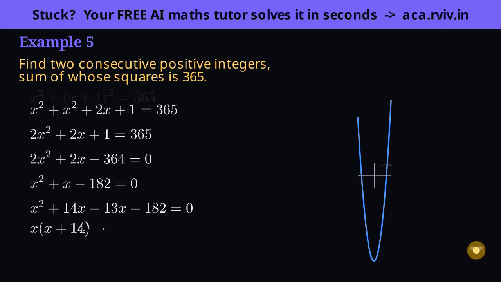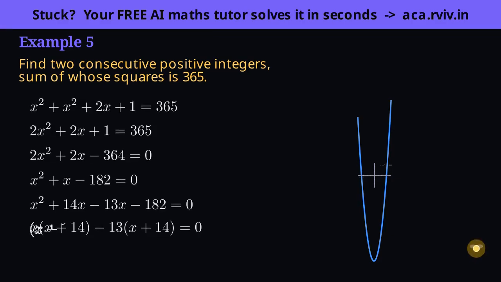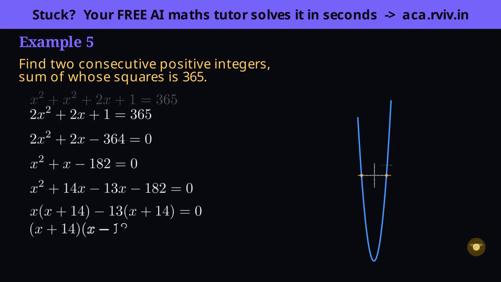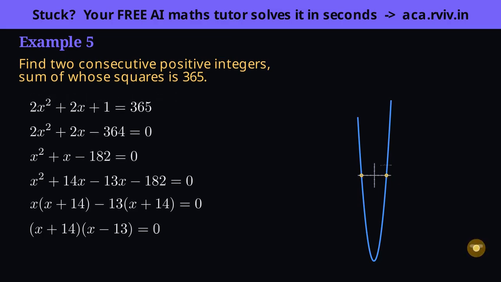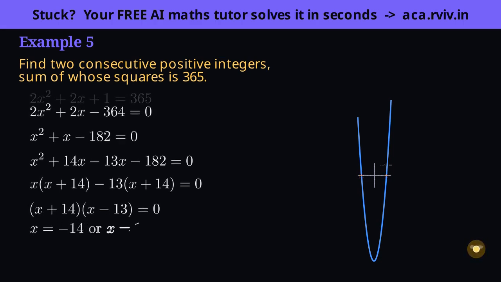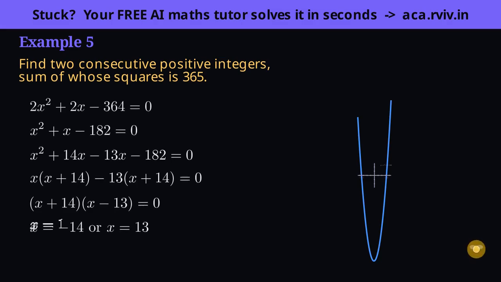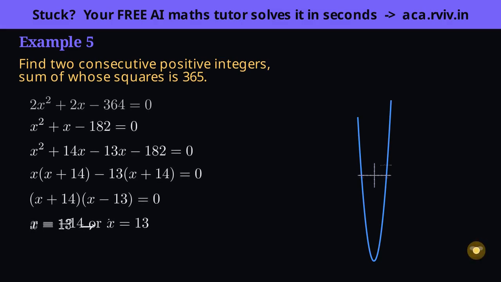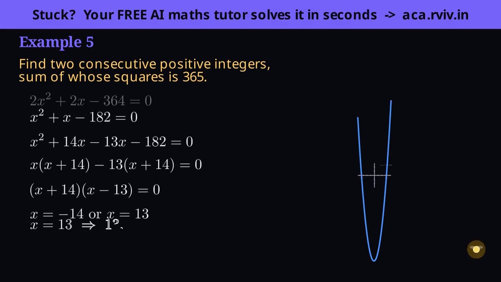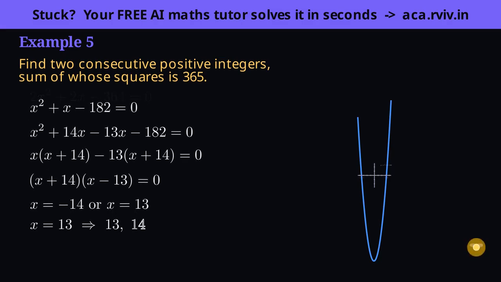Group the pairs and take the common factor from each. The shared bracket x plus 14 confirms the split, so pull it out to the front. Zero product rule. Set each factor to 0, giving x equals minus 14 or x equals 13. Now the reality check. The problem demands positive integers, so minus 14 is impossible and we reject it outright. Keep x equals 13, and its consecutive partner is 14.